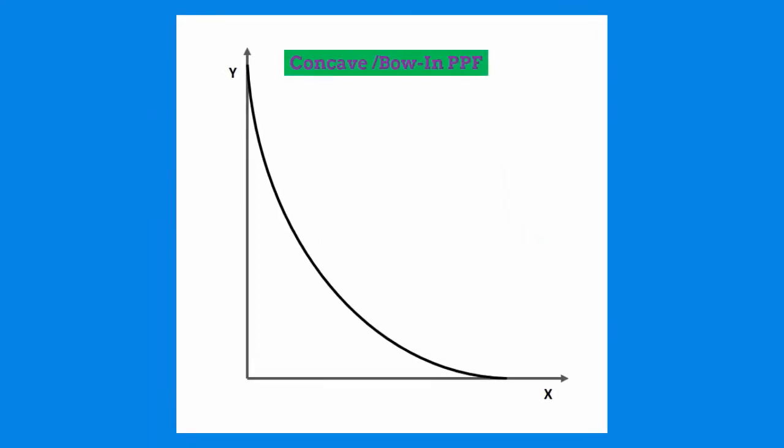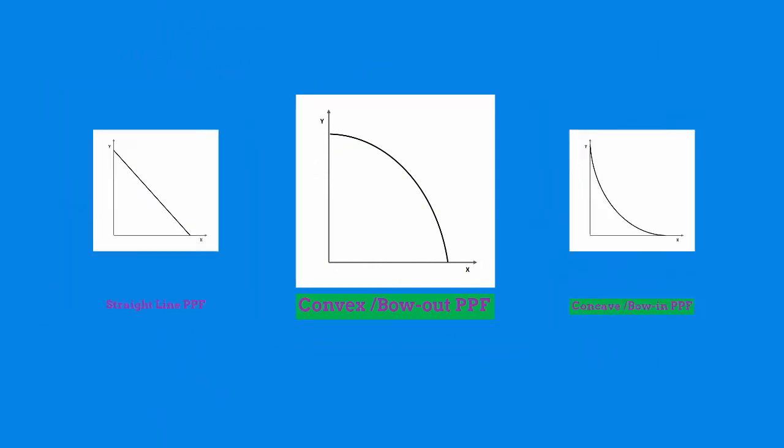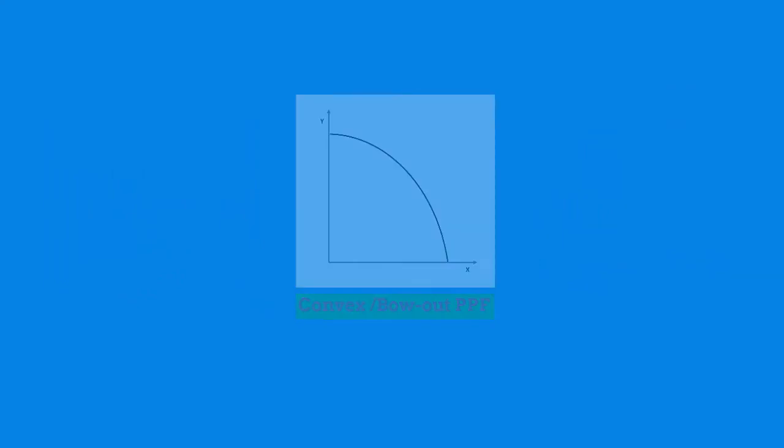For a concave or bowed-in curve, the opposite happens. The opportunity cost of producing X decreases with the increase in the production of X. The concave PPF does not follow the law of increasing opportunity costs. In reality, straight-line PPF and concaved PPF are very rare. The bow-out or convex PPF curves more accurately depicts the economic reality.